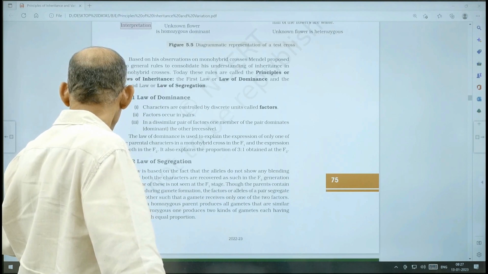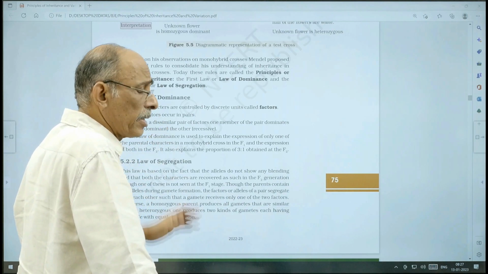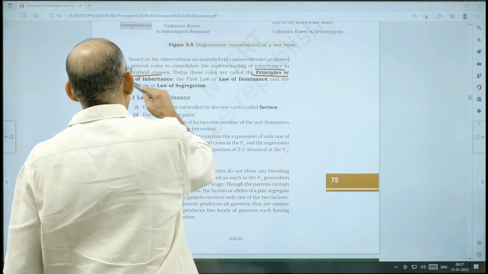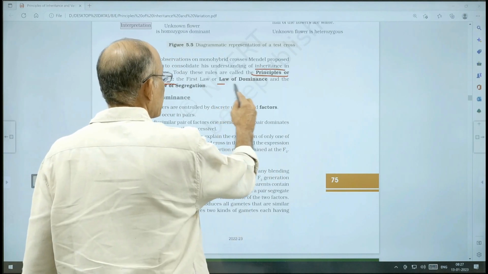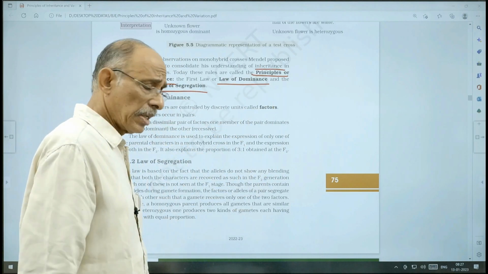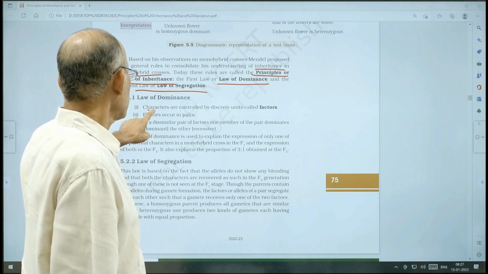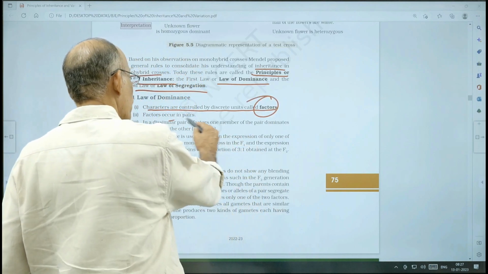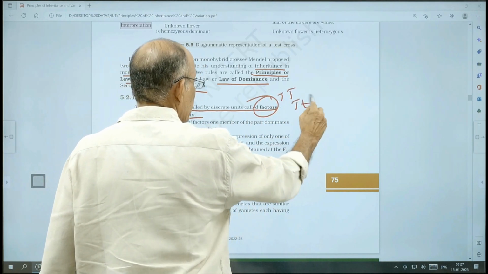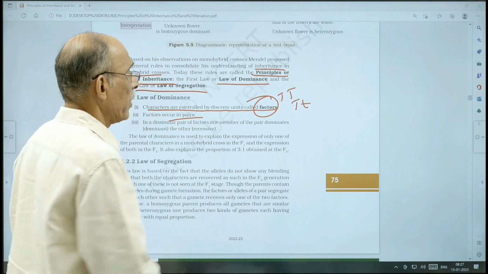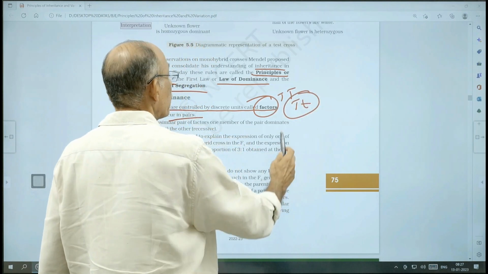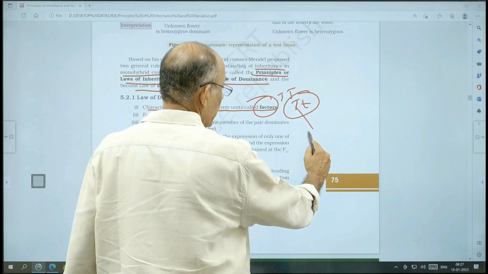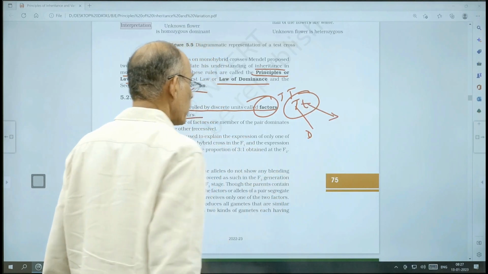monohybrid cross with all the 6 characters, Mendel developed 2 laws known as principles or laws of inheritance. The first law is the law of dominance, and the second is the law of segregation. The first law says that characters are controlled by discrete units called factors or alleles. Factors occur in pairs, in homozygous or heterozygous condition. In a combination of dissimilar factors, one factor will dominate over the other. The factor which dominates is known as the dominant factor, and the suppressed one is known as the recessive factor.